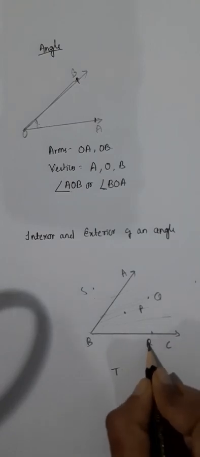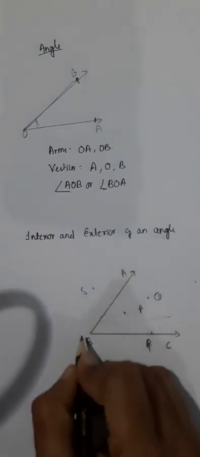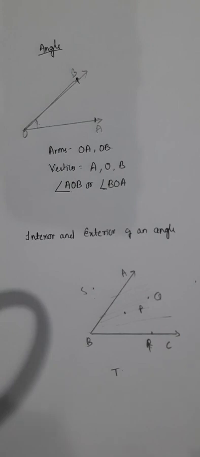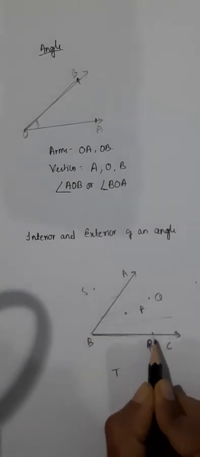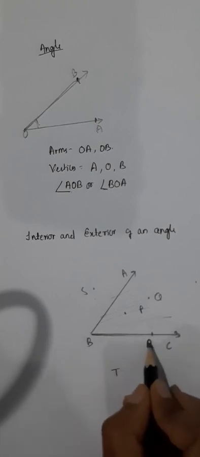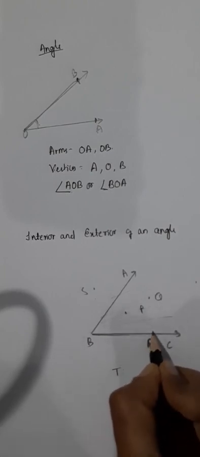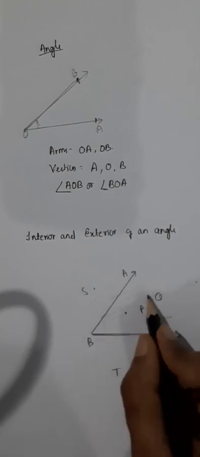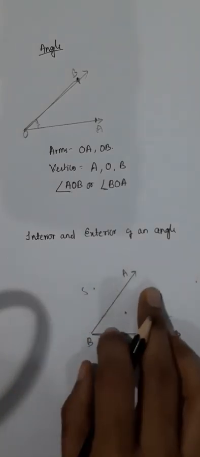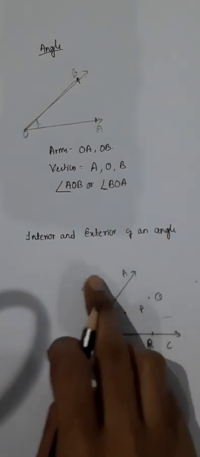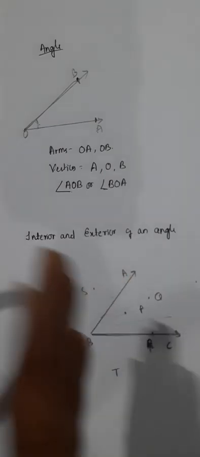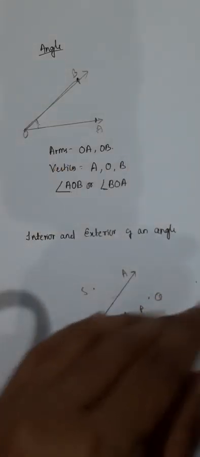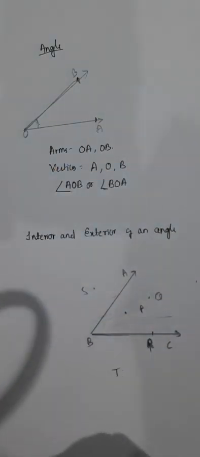And R is a point on the angle, because it lies on the arm of BC. So here R is a point on the angle. P and Q are interior points of the angle. S and T are the exterior points of the angle. Exterior means outside, interior means inside. On means exactly on the arm.